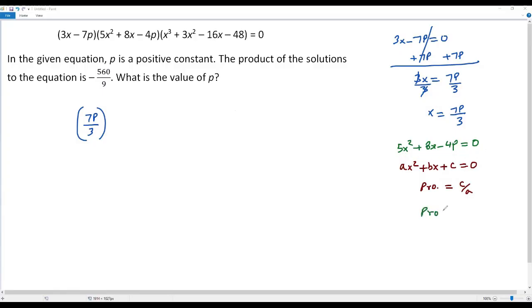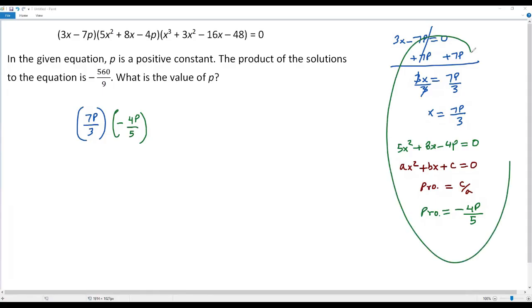Okay, let me write it out here. So the product of two solutions of this quadratic equation equals, we have to divide the constant term by the coefficient of x square. Then we get negative 4p divided by 5. Okay, here when I equate this one to 0, I got a quadratic equation, and I got the product of two solutions, that is negative 4p divided by 5.